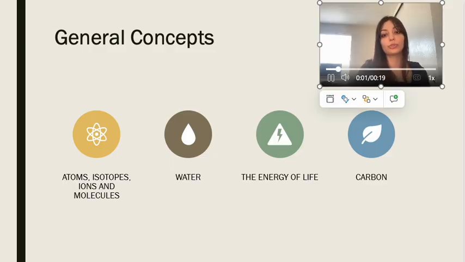So for chapter 2, you should have gathered that these are all the main ideas. So atoms and molecules, water, energy, carbon, isotopes, all of these things are key building blocks for understanding how biology and life around us works.